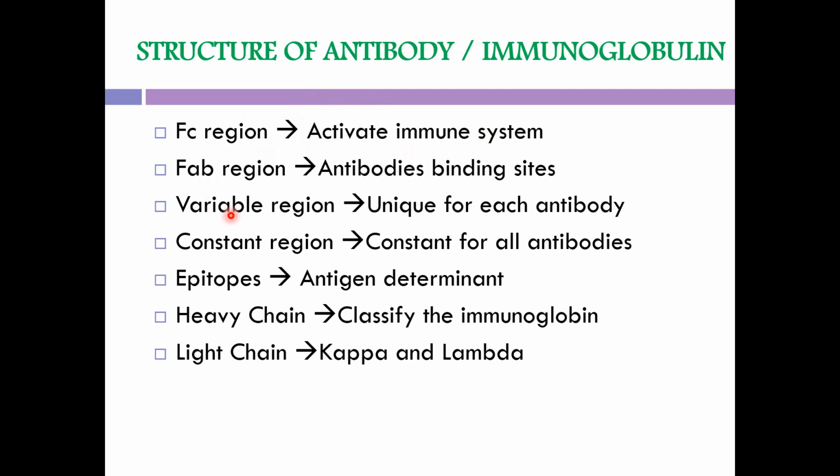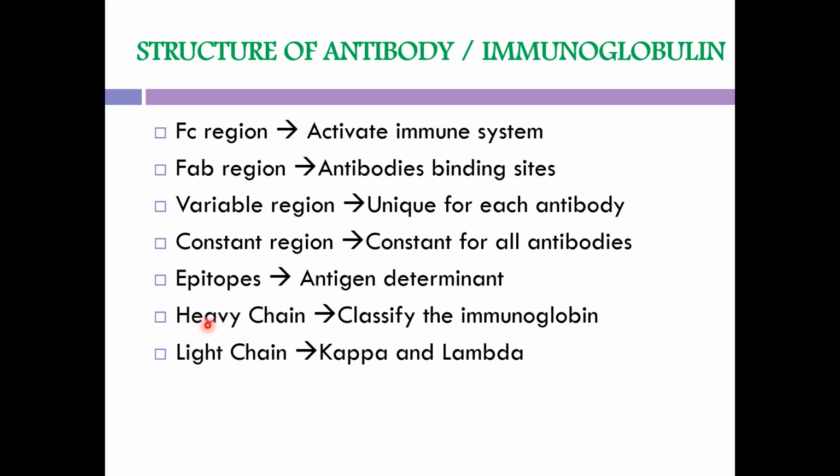Immunoglobulins also have regions called the variable and constant regions. The variable region is unique for each antibody. Every antibody has a unique variable region, whereas the constant region is constant for all antibodies, but they perform various biological functions in our body. The antigen determinant is called the epitope.